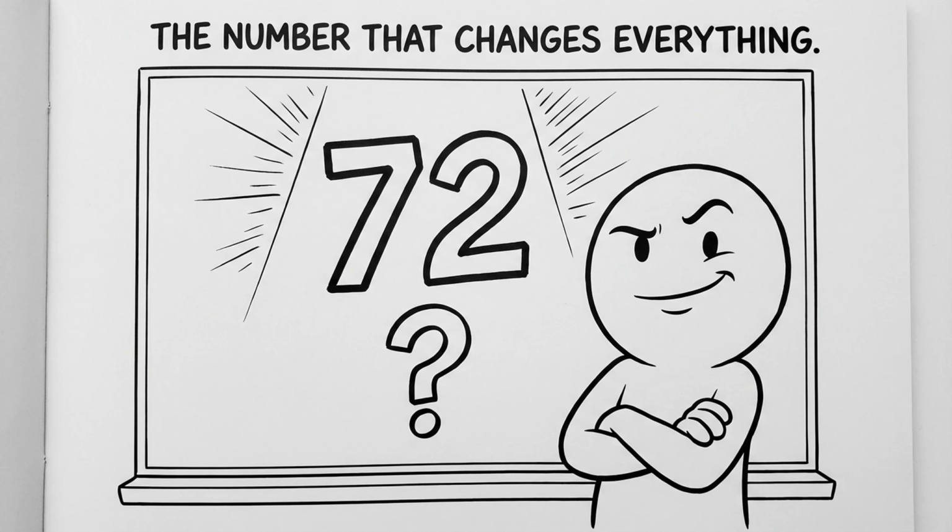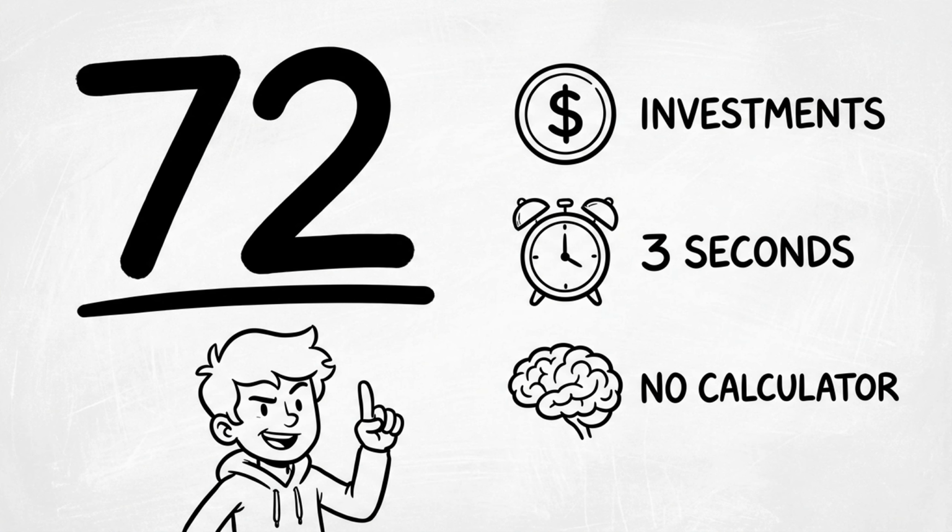What if I told you there is a single number, one number, that lets you calculate exactly how fast your money doubles, without a calculator, without a spreadsheet, without any financial training at all? What if I told you that number is used every day by professional investors, fund managers, and financial advisors, and it takes about 3 seconds to apply?